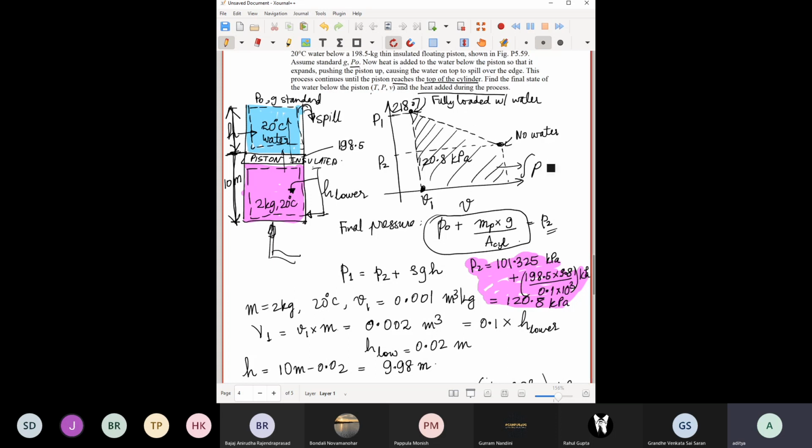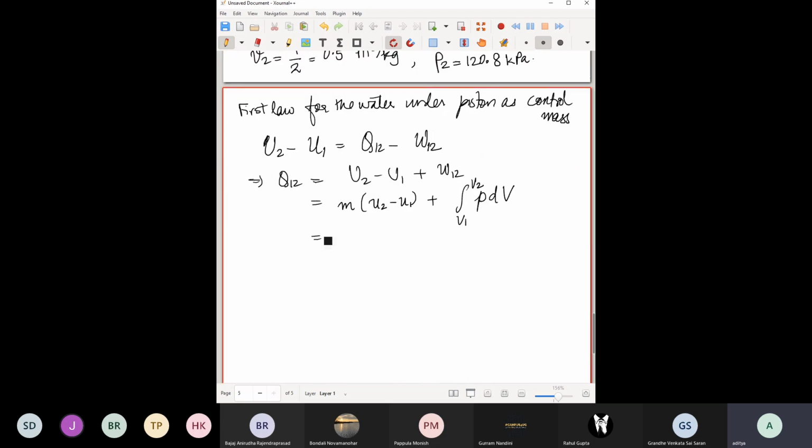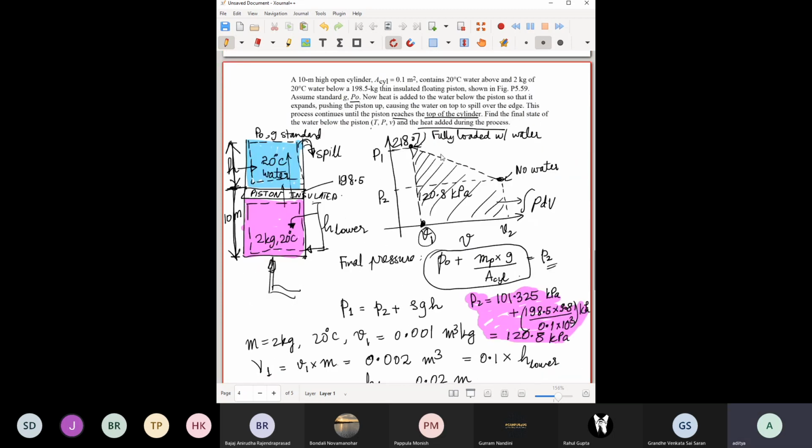This is nothing but the integral of P dV. If I replace this volume not by the specific volume but by the total volume, I would get the integral of P dV. But because the mass is constant, I can write this as mass times (U2 minus U1) plus mass times the integral from small v1 to small v2 of P dv, where v is now the specific volume. So what is the area under the trapezoid? It is (P1 plus P2) by 2 times (v2 minus v1), right?